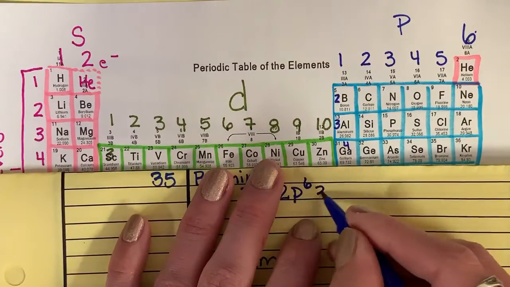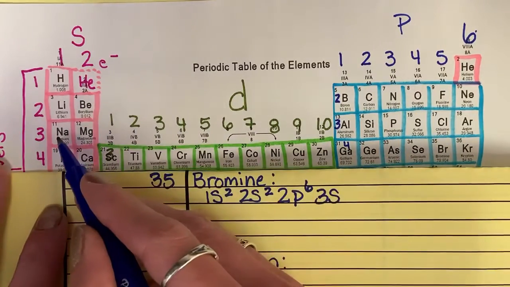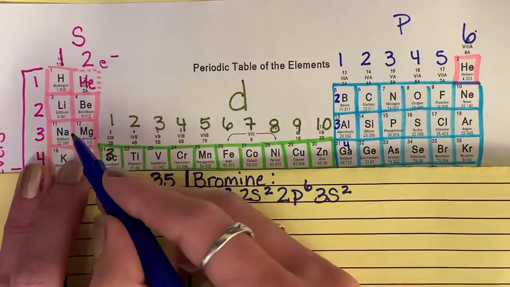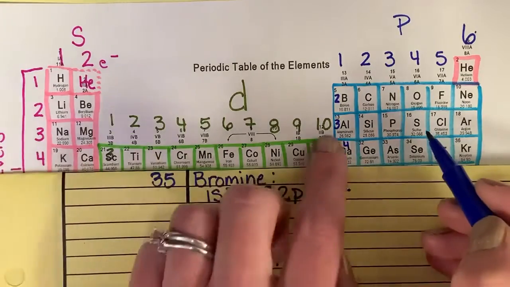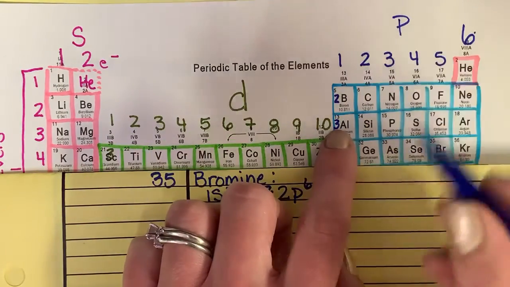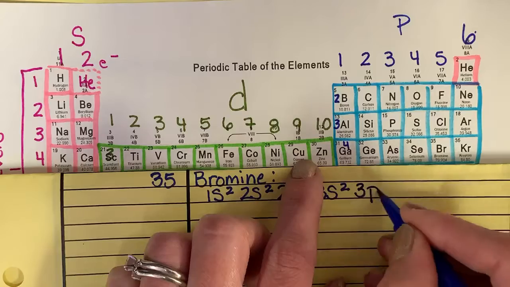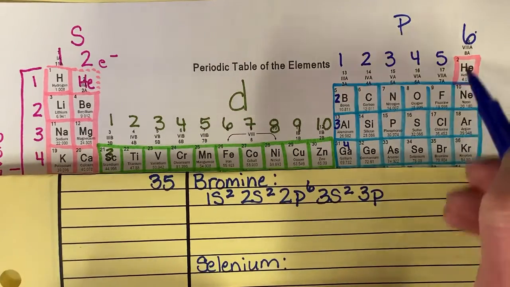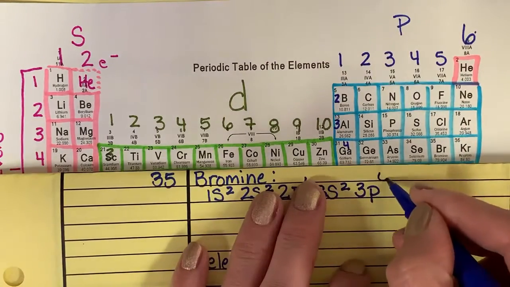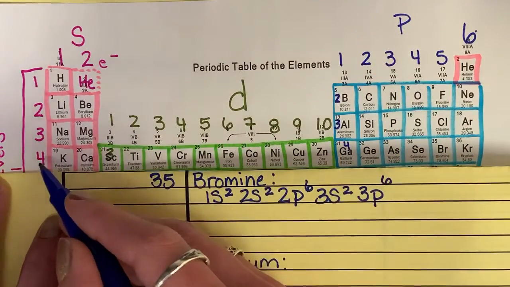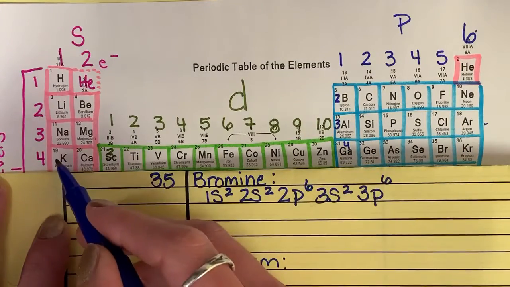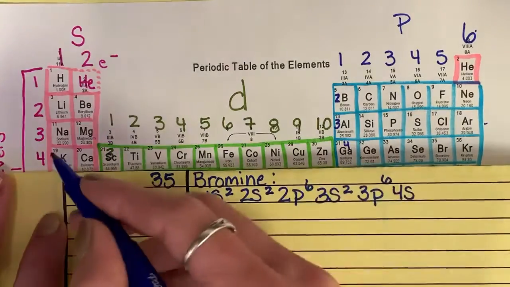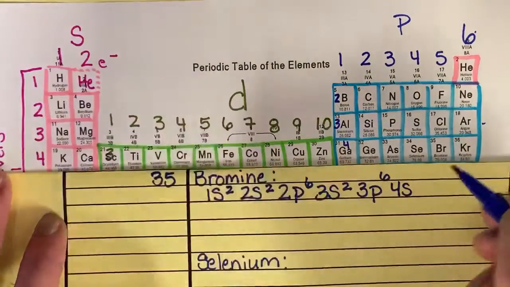3s. My 3s can hold 2 electrons. I keep going across. 3p. My 3p can hold 1, 2, 3, 4, 5, 6 electrons. Keep going, that finishes this row. So now I'm down here, 4s. My 4s can hold 2 electrons.